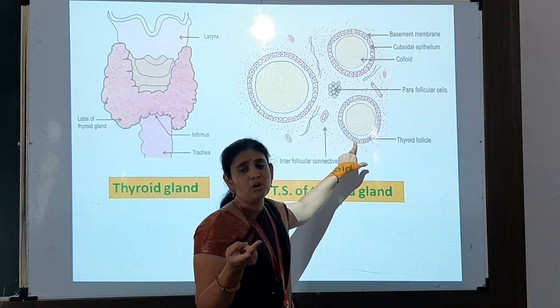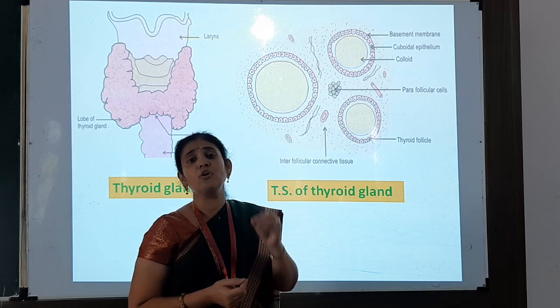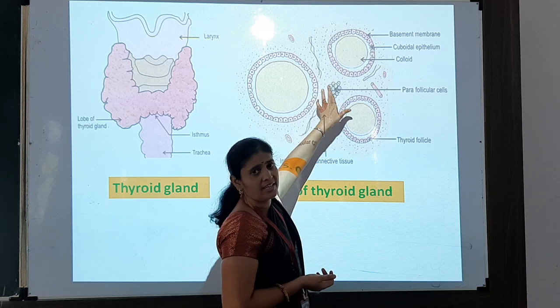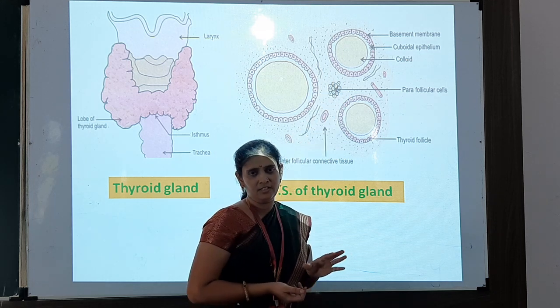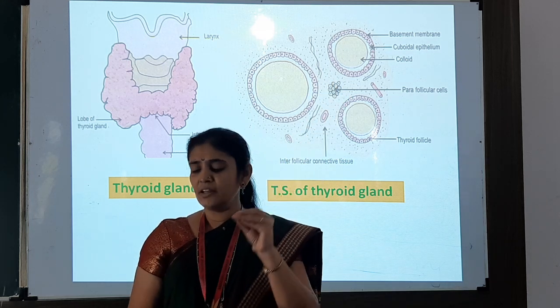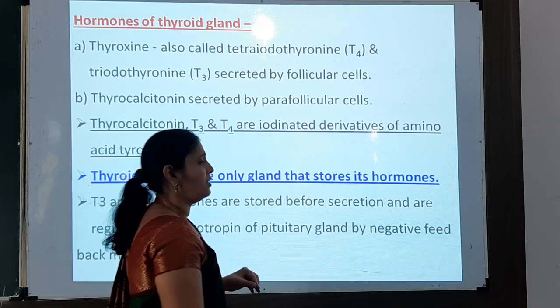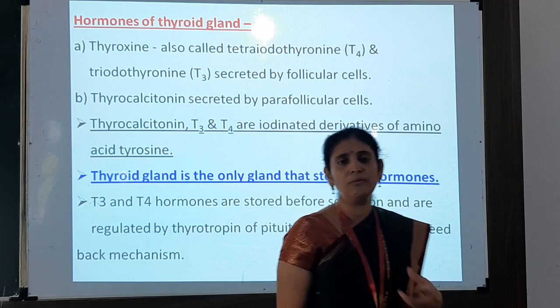And the second hormone is called calcitonin, thyrocalcitonin. This thyrocalcitonin is secreted by these parafollicular cells. So you have just seen the names of the hormones. Now we have to see the different functions or the role of these hormones.